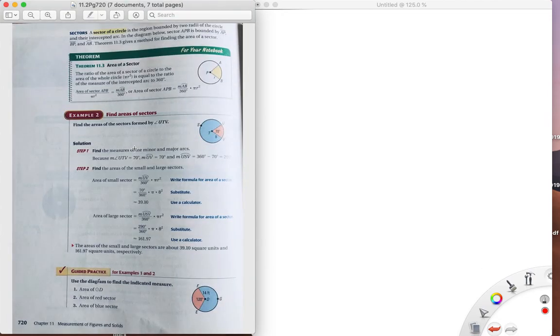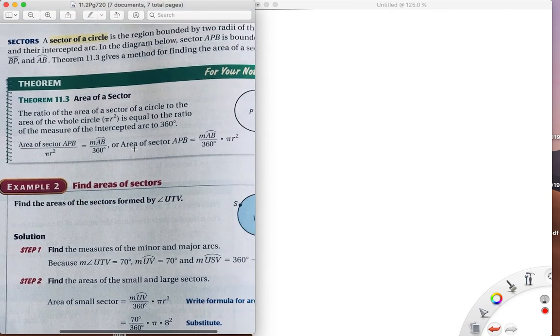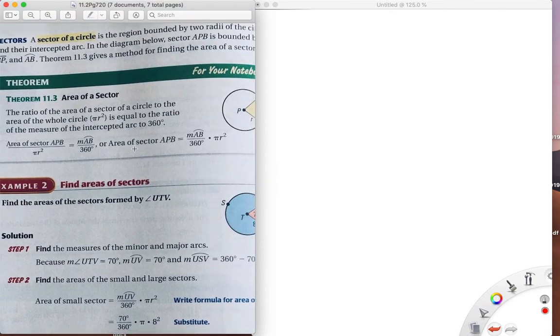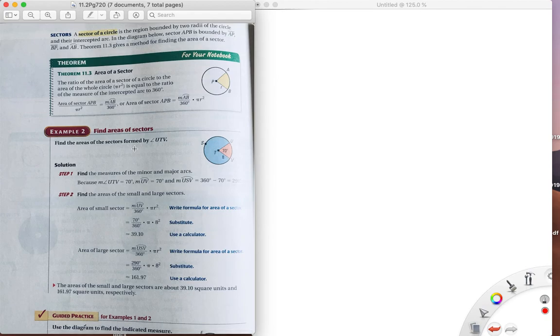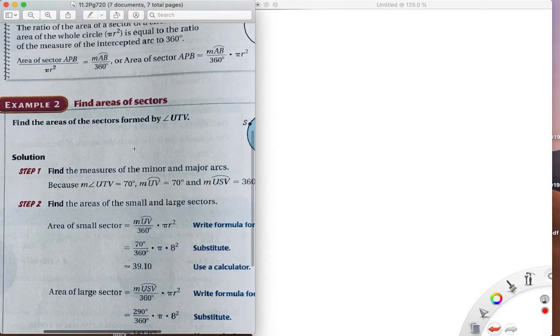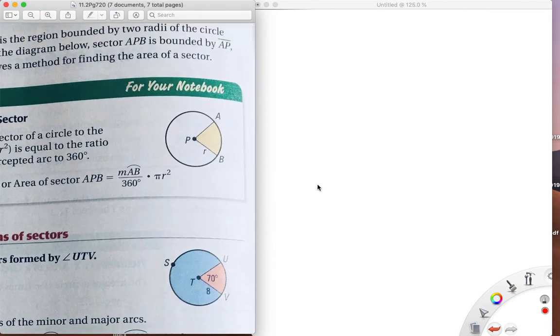Then they talk about something called the sector, and the sector, as the book calls it, is the region bounded by two radii of the circle and the intercepted arc. Meaning, here's our circle, circle P. This is our bounded radii, meaning more than one, in this case two. So from P to A is a radius, from P to B is a radius, and this particular sector, everything in yellow, is the sector. It's just a part of the circle being cut out between two radii and the intercepted arc. So this is the intercepted arc of these two radii, and we call that the sector.